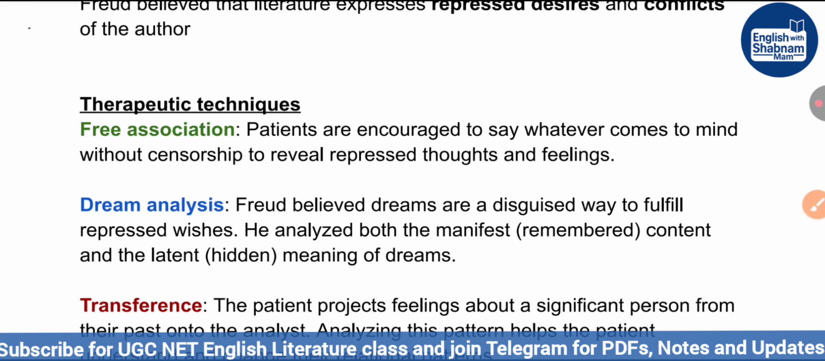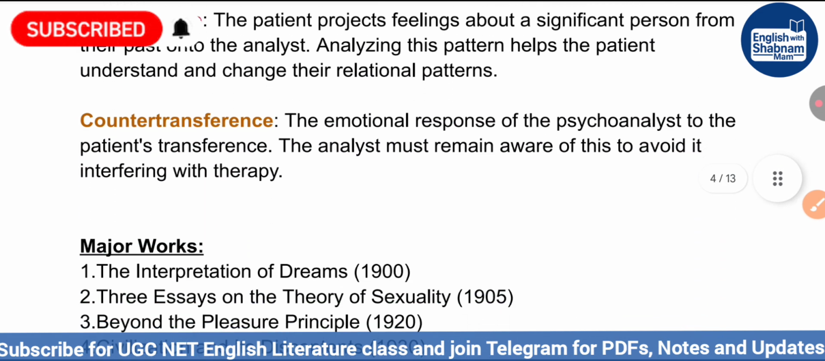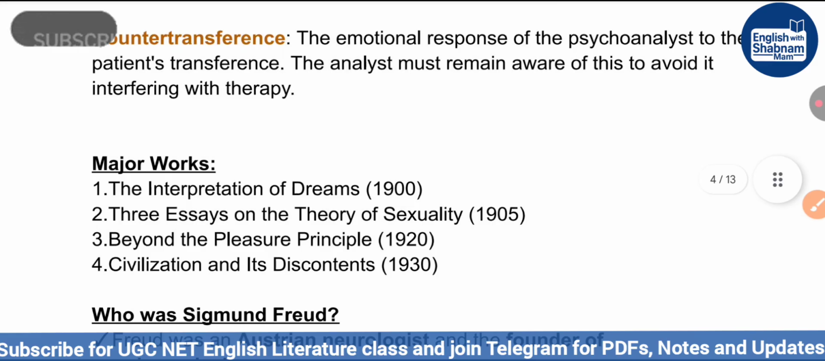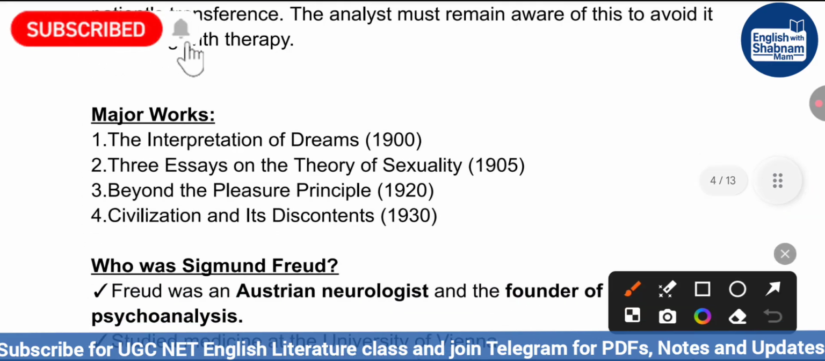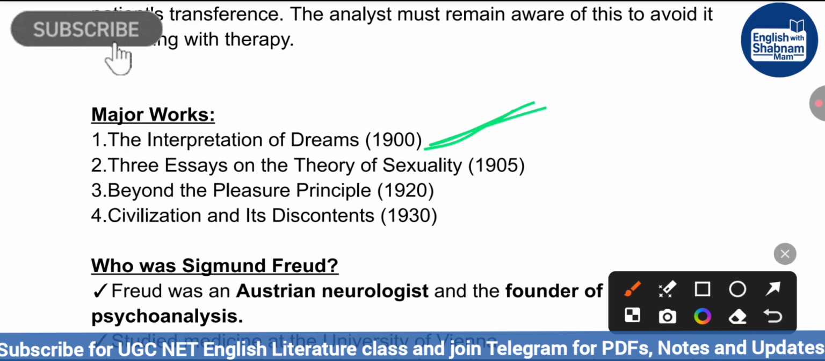What are the important concepts we must not forget? Major works by Sigmund Freud we must remember: The Interpretation of Dreams, very, very important. Three Essays on the Theory of Sexuality, 1905. Beyond the Pleasure Principle, 1920, and Civilization and Its Discontents in 1913.